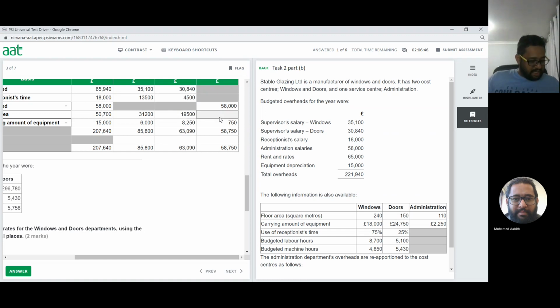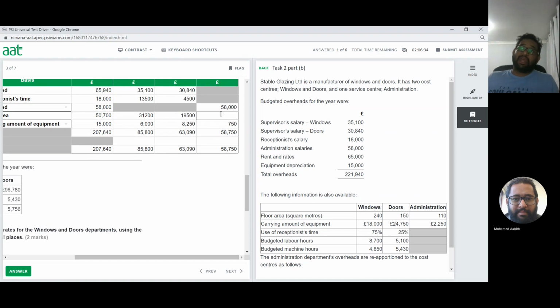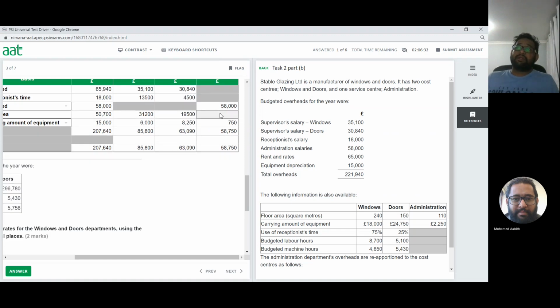And the last but not the least, 130 multiplied by 110 meters squared, and that gives you the amount for the reception, so the administration area, and that share of your rent and rates is 14,300. Now, if you notice, if I add these three, I'm getting 65,000. If I have the same rent amount here, absolutely fine.